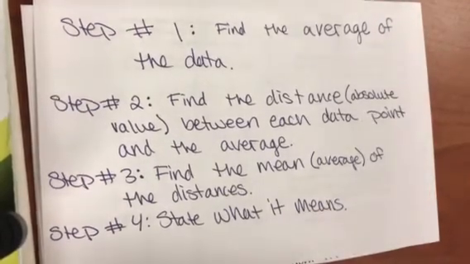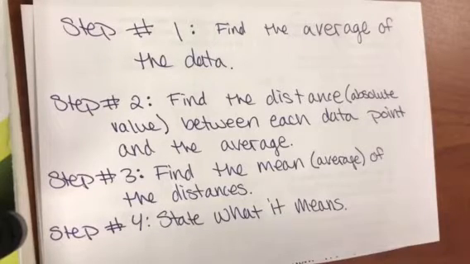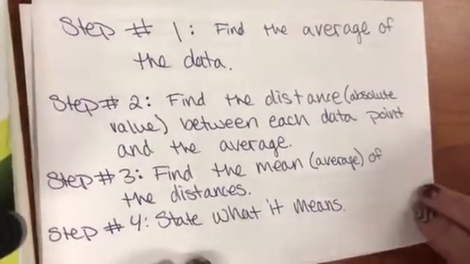Step 2: find the distance, the absolute value, between each data point and the average. So for each number, you're just going to find the difference between that number and the average. That's super easy too. Step 3: find the mean or average of those distances. So I'm just going to add those distances up and then divide again? Yes. And then step 4, state what that means. Okay, cool. We can figure this out.